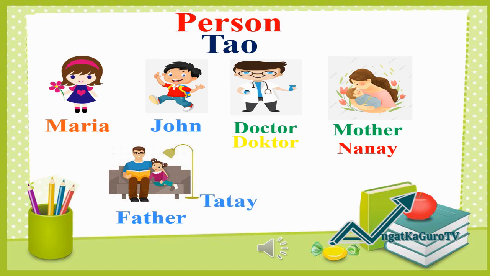Example of a name of a person o tao: Maria, John, Doktor, Doctor, Mother, Nanay, Father, Tatay.